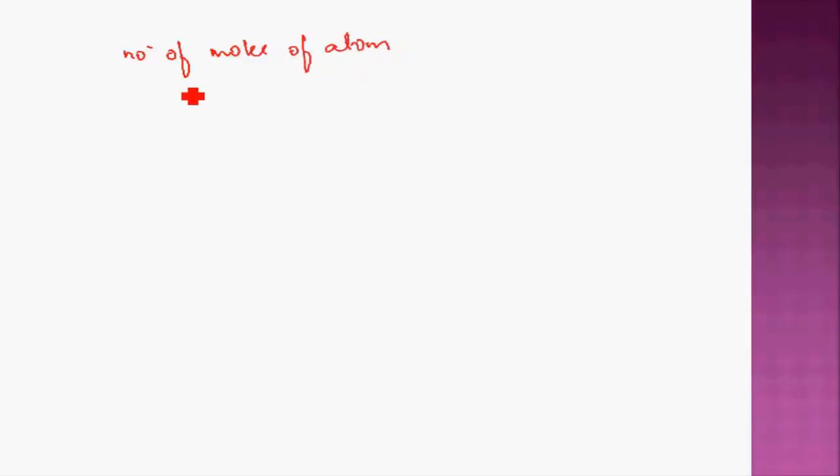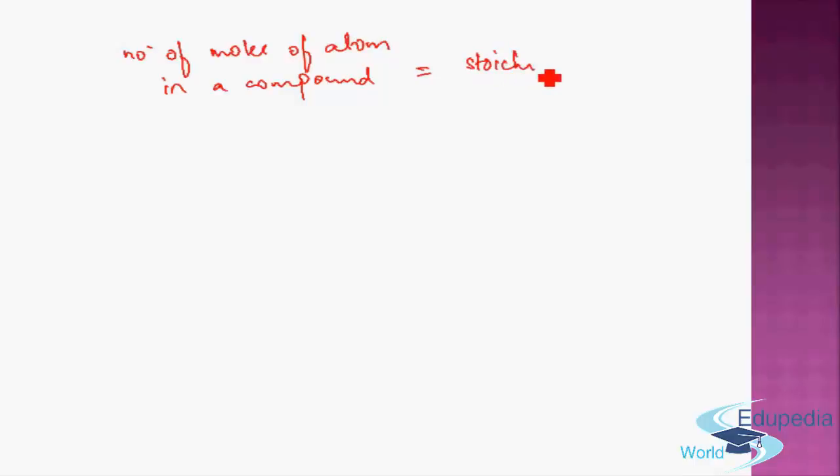number of moles of atom of a given element in a compound is equal to the stoichiometry of that element in the molecular formula of the compound multiplied with moles of the given compound, or given moles of the compound. So here we know that number of moles of atoms of sodium in our compound is half.